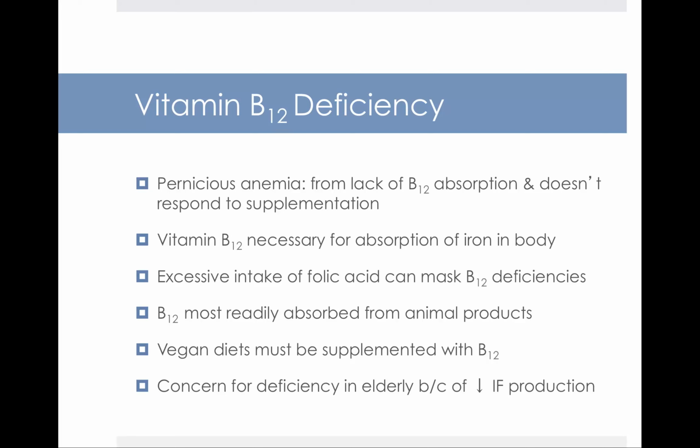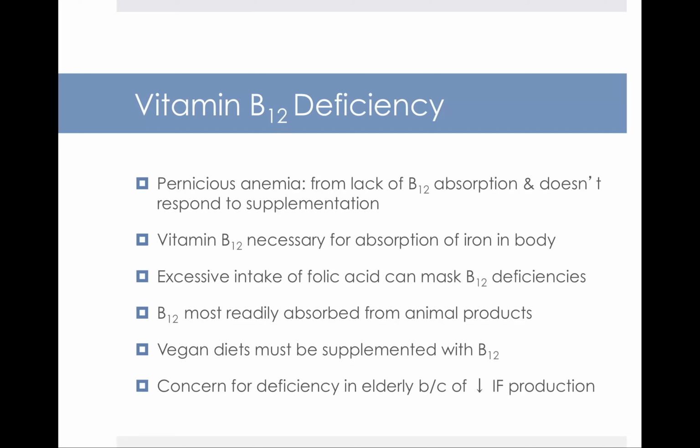So you can take all the B12 you want or eat it all in your diet, but because you're not making enough intrinsic factor, you can't absorb that B12. B12 is necessary in order to help absorb iron in your body as well. And excessive amounts of folic acid can help mask B12 deficiencies. So it's important that you're not going over the UL for folic acid because you could be hiding a potential B12 deficiency. B12 is found most readily in animal foods.